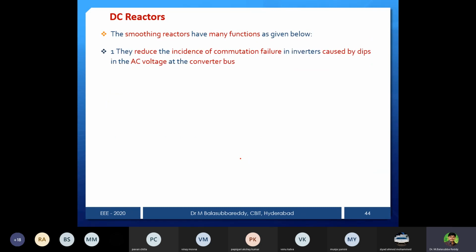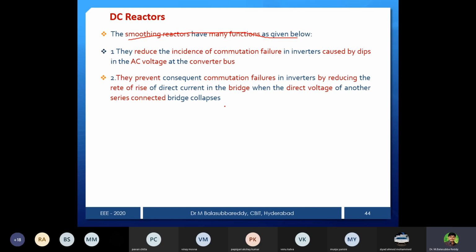I will repeat in a consolidated manner, or you can say a summary, based on the smoothing reactor function. Whatever we discussed so far in the previous slide, just for a brief summary I can give here. The functions of a smoothing reactor: they reduce the incidence of commutation failure in the inverter caused by dips in the AC voltage at the converter bus. So that is one function. Another one is they prevent the consequent commutation failures in the inverter by reducing the rate of rise of current.